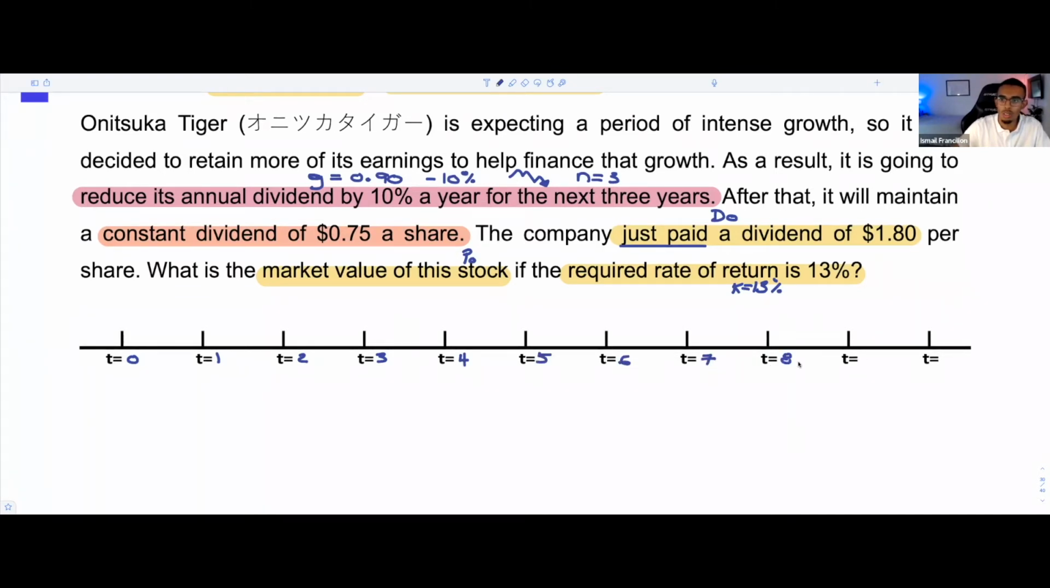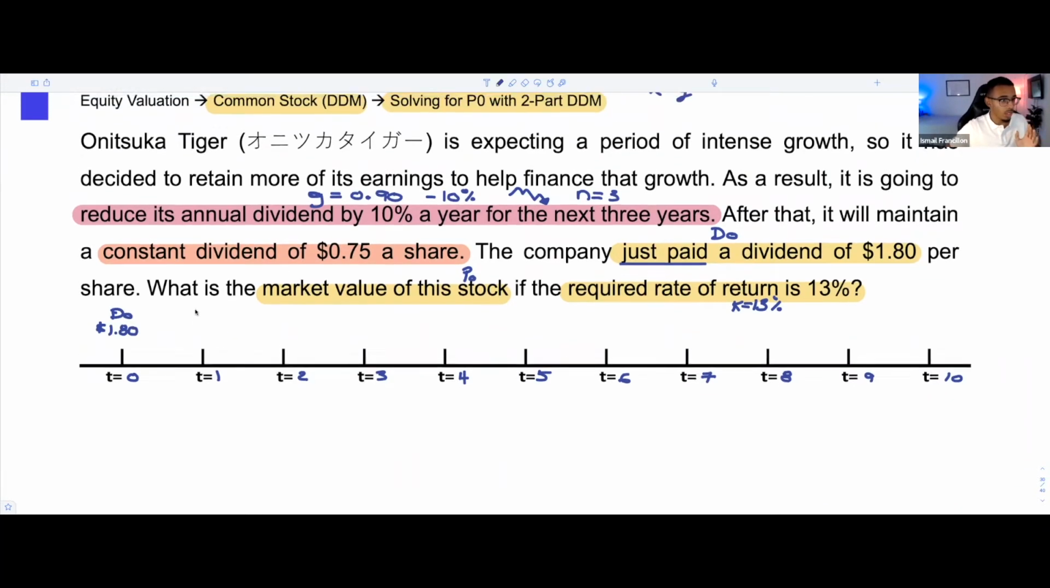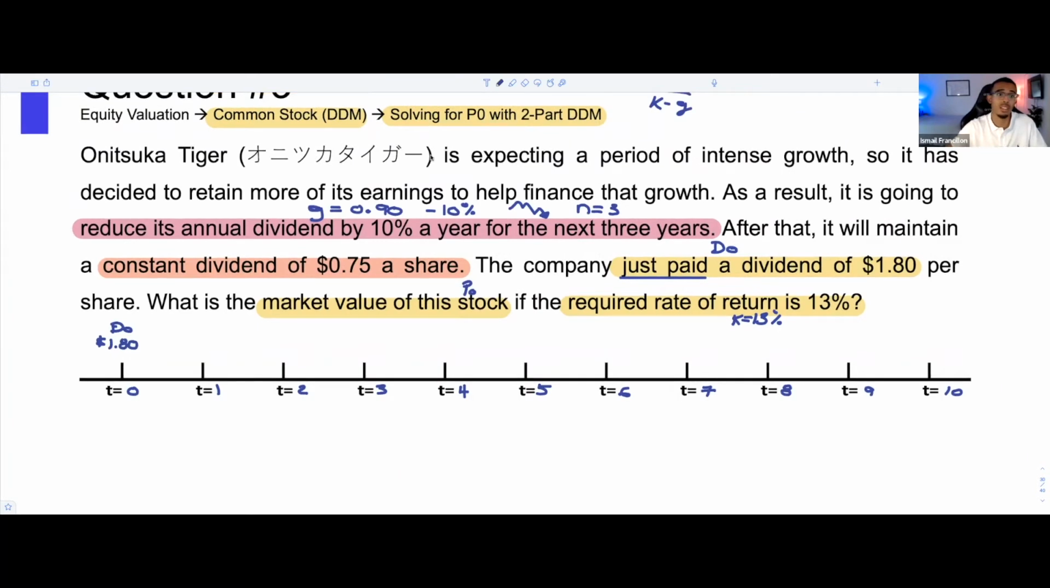Honestly, we don't need to do all of them, but at this point, I might as well. So we know that a dividend of $1.80, so D0, was paid here. That we know for sure. That's a fact.